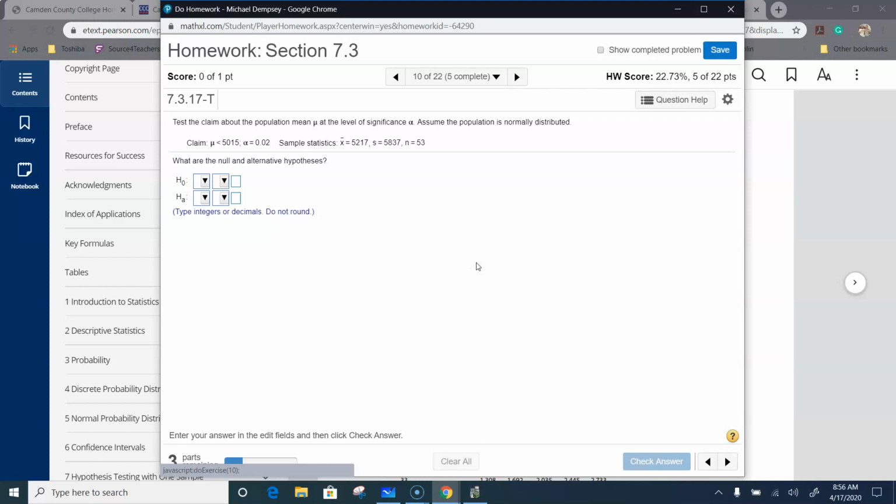Test the claim about the population mean mu at the level of significance alpha. Assume the population is normally distributed. So the claim is that mu is less than 5015. That's our alternate, right? It doesn't have an equal sign in it.